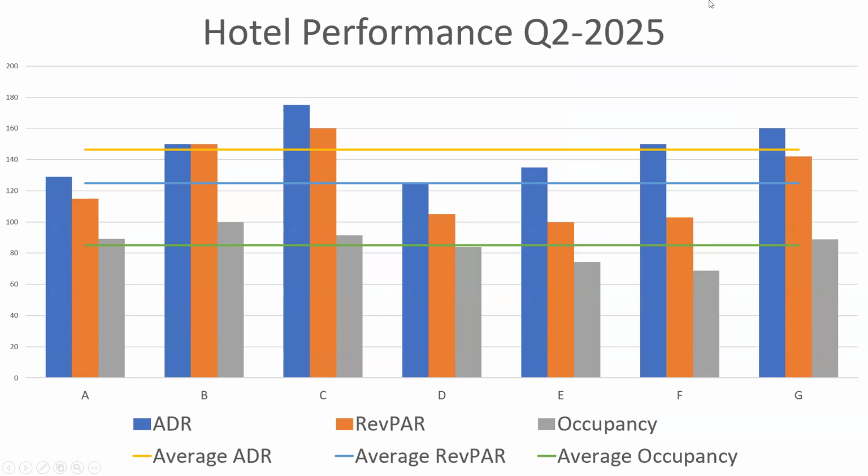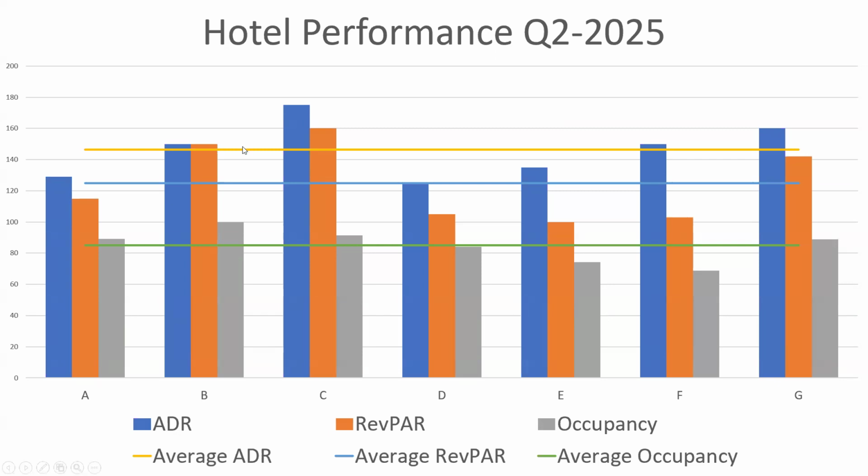So the lines represent the averages, and the bars represent the values of each hotel. So this is Hotel A's ADR, RevPAR, and occupancy. Now, which hotels exceeded the average in all three categories? Hotel B, Hotel C, and Hotel G, right?